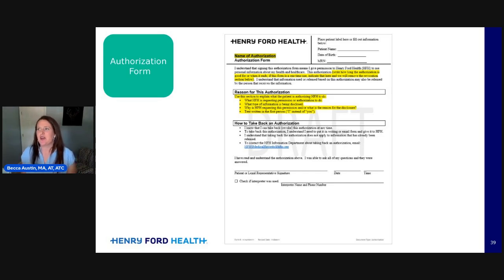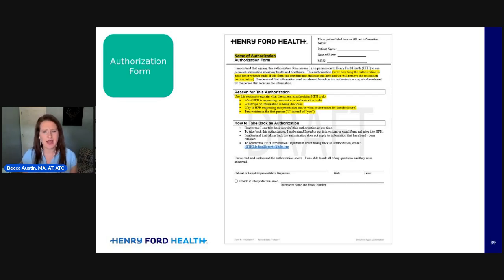So again, the reason for the authorization, that's where our employees get to go put the information. And again, we prompt them: what is Henry Ford requesting permission or authorization to do? What type of information is being disclosed? Why are we requesting permission for that? And then again, using the first person.